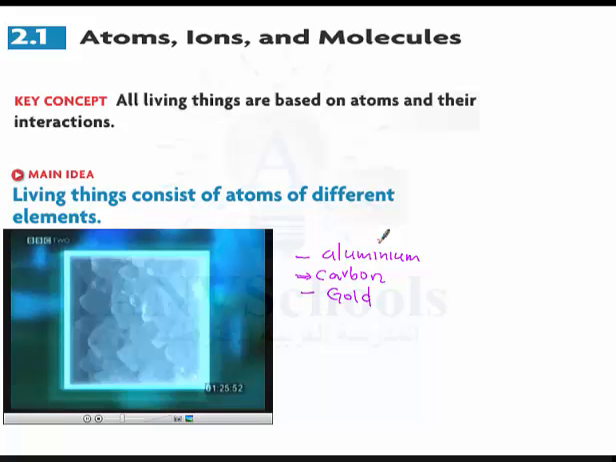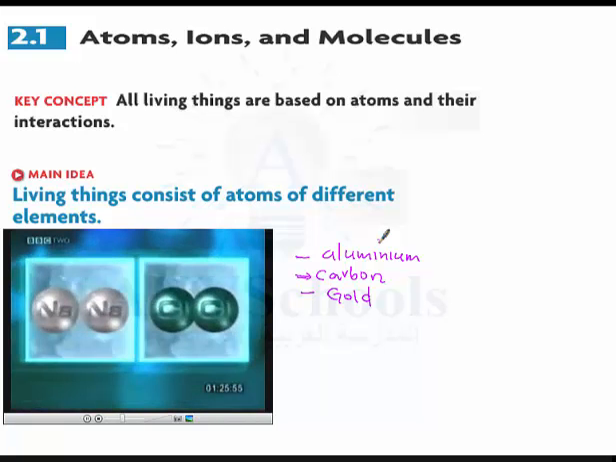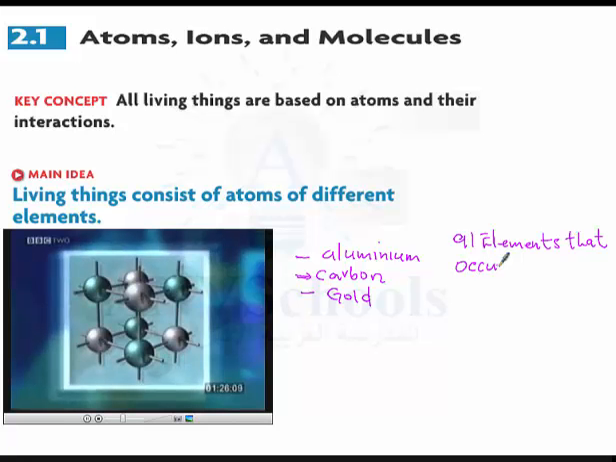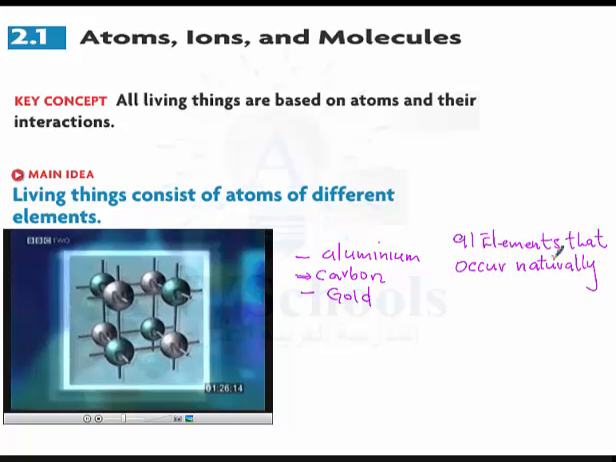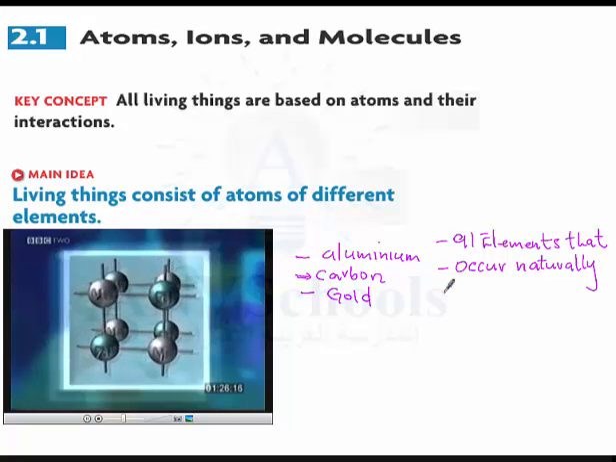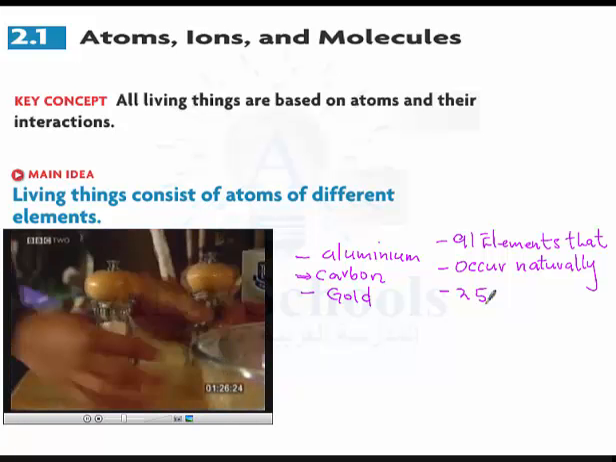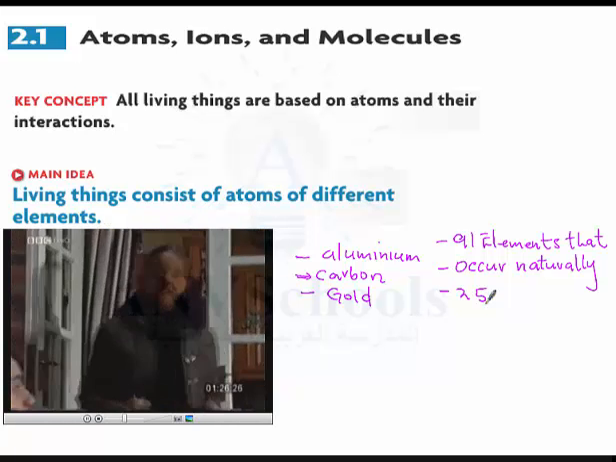We said that out of the around 91 elements which occur naturally, only about 25 of them are known to exist in living organisms. So only these are found in organisms.